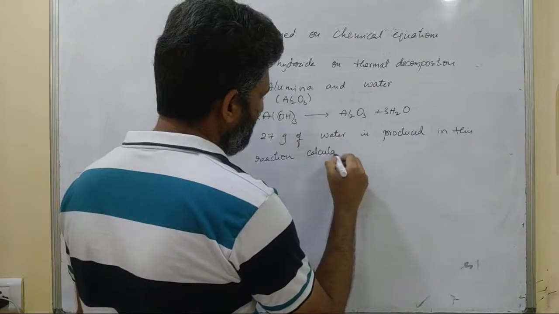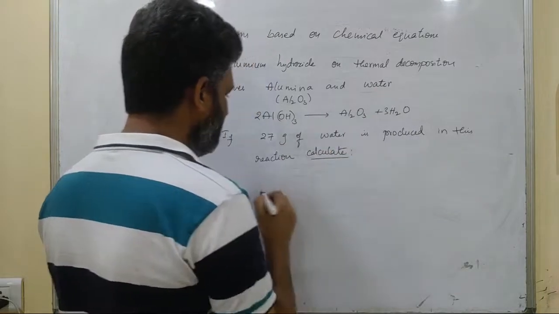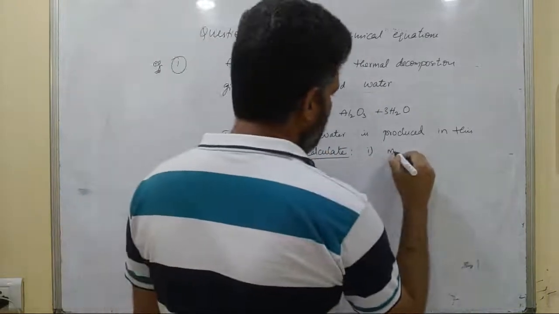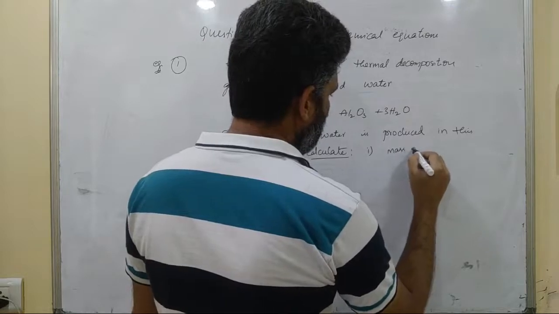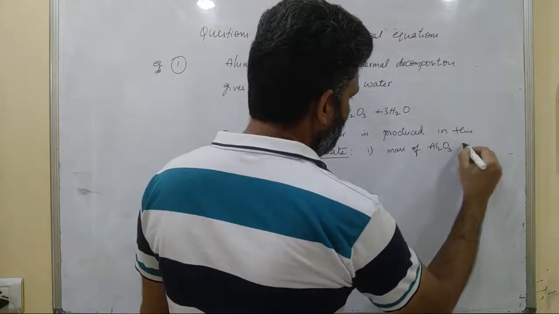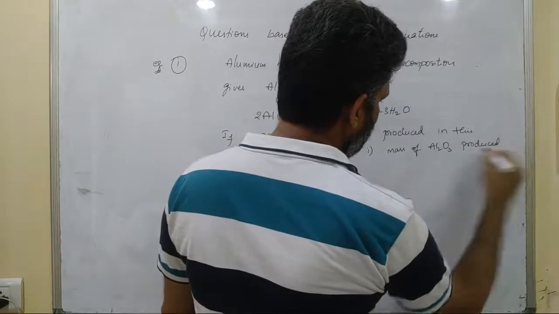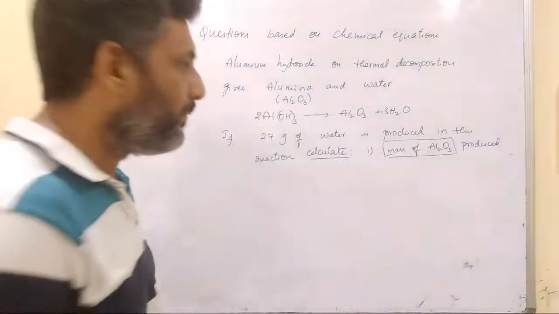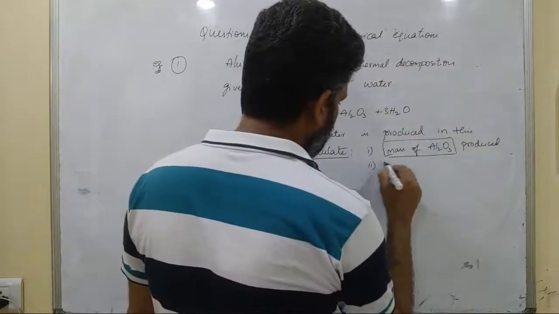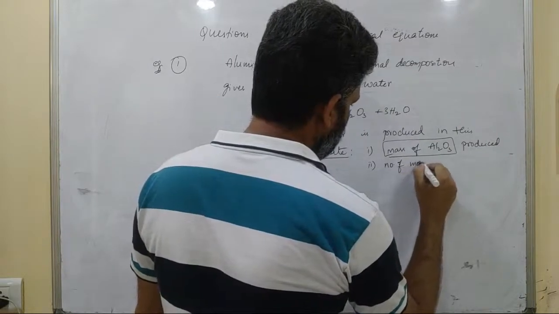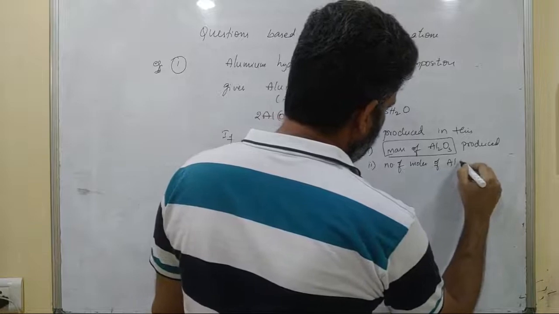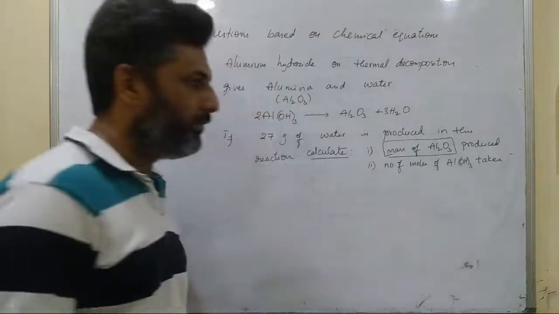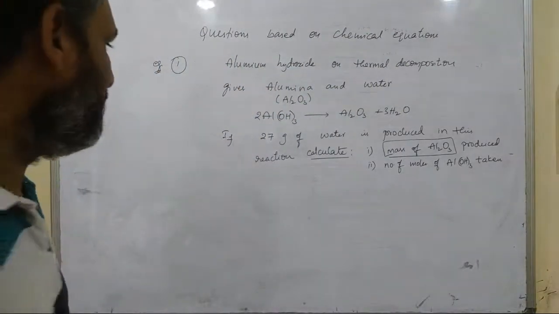then calculate, first one, mass of Al2O3 produced. So I am going to find mass of alumina, Al2O3, and number of moles of aluminium hydroxide taken.